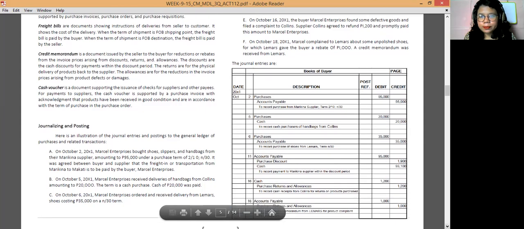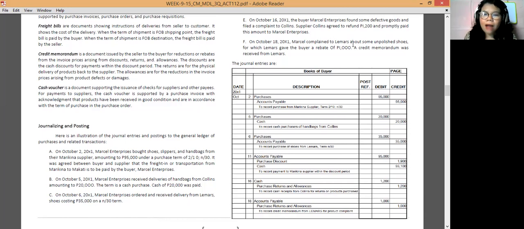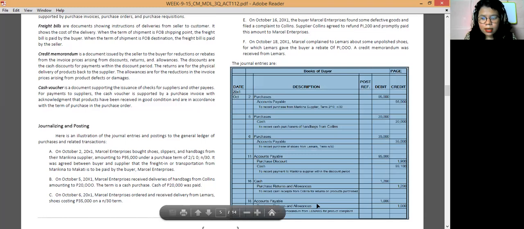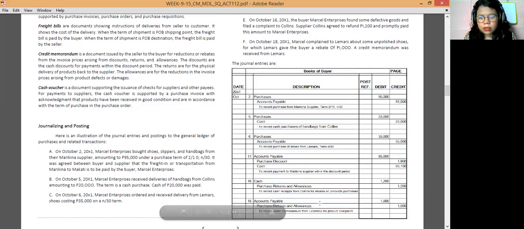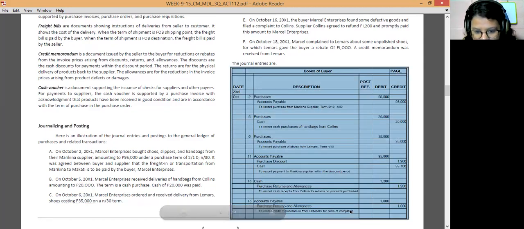Okay, last illustration. On October 18, 20X1, Marcel complained to Lemars about unpolished shoes, for which Lemars gave a rebate of 1,000. So a credit memorandum was received from Lemars. So accounts payable, 1,000, and purchase returns and allowances is 1,000. Okay? So, to record credit memorandum from Lemars for product complaint.